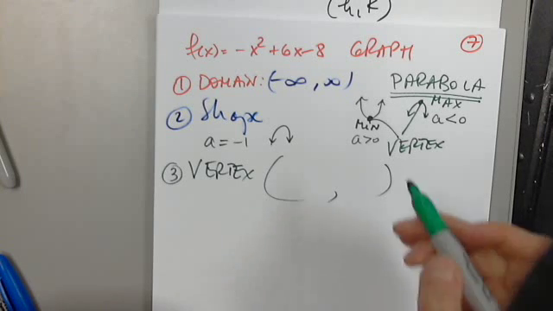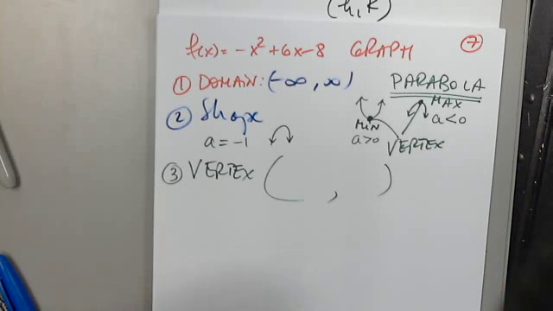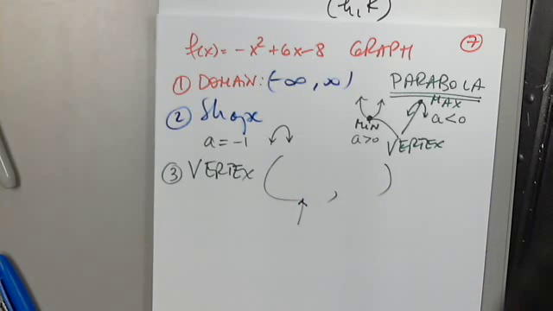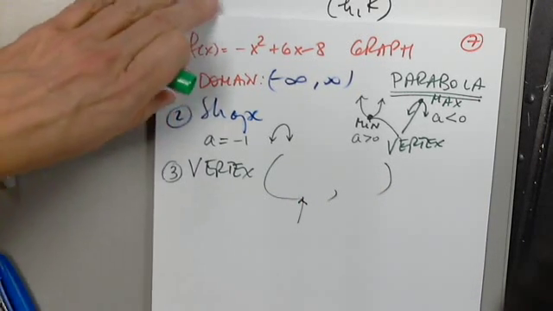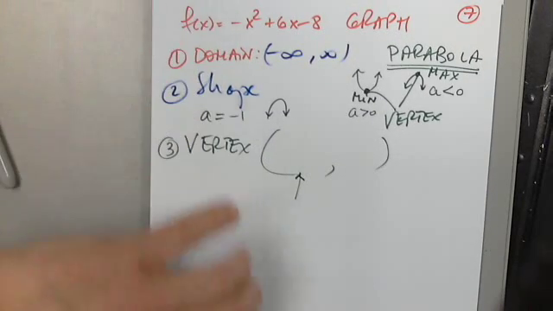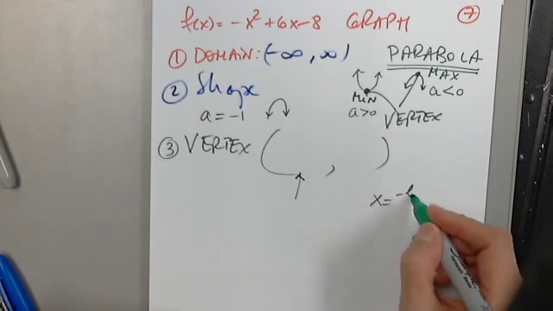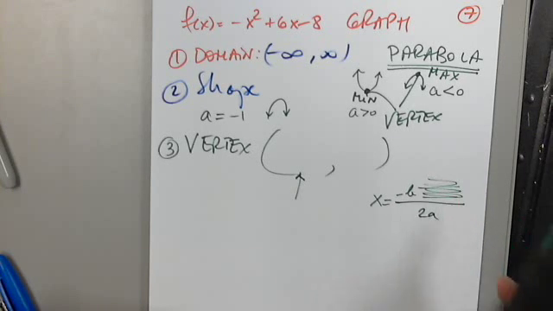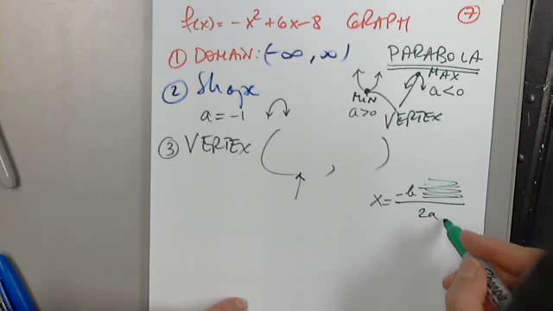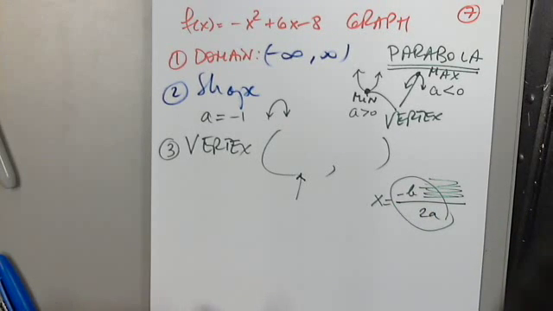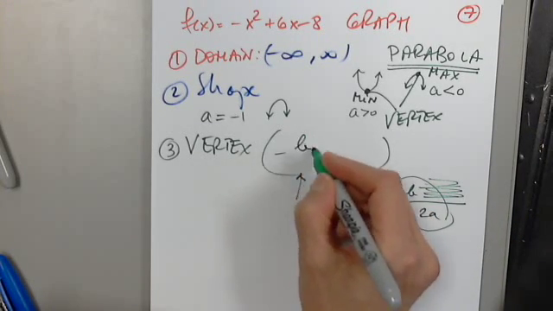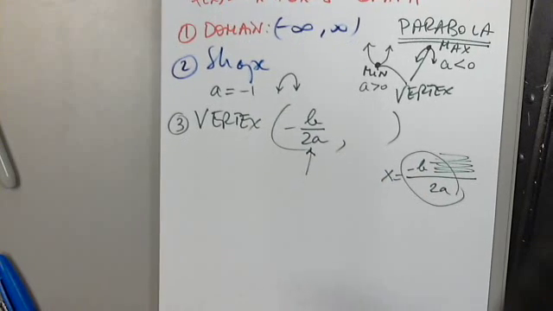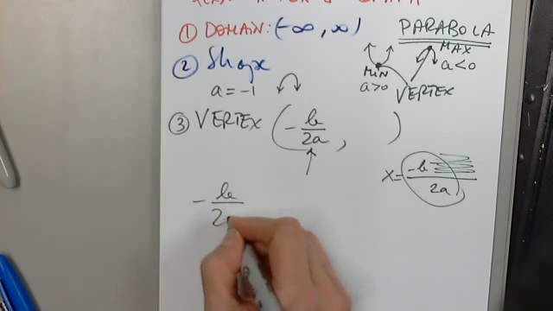Number 3 is what is called the vertex. The vertex is this point, and of course, like any point, has 2 coordinates, x and y. I do have to find x first. How do I determine the x-coordinate of the vertex? Very simple if you want to go back to the quadratic formula. This is the x-coordinate of the vertex. Let's find it. Negative b over 2a.